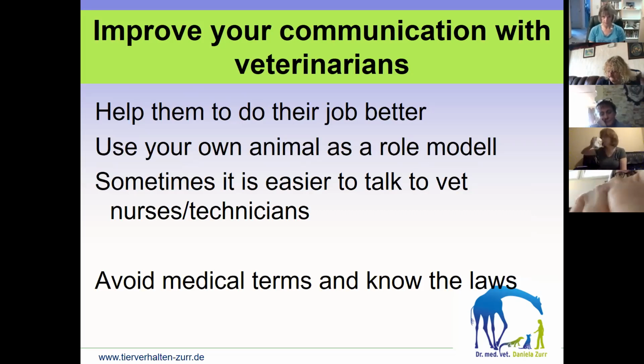And then sometimes it's easier to talk to the vet nurses or technicians, because these are the people who have to deal with the animals when they are in the clinic and do all the daily work, giving medication, cleaning the cages, bring them outside, etc. So they usually spend more time with the animal than the veterinarians. And usually, I try to remember, but I don't think I ever ran into a vet technician or vet nurse that wasn't interested in learning some TTouch tools.